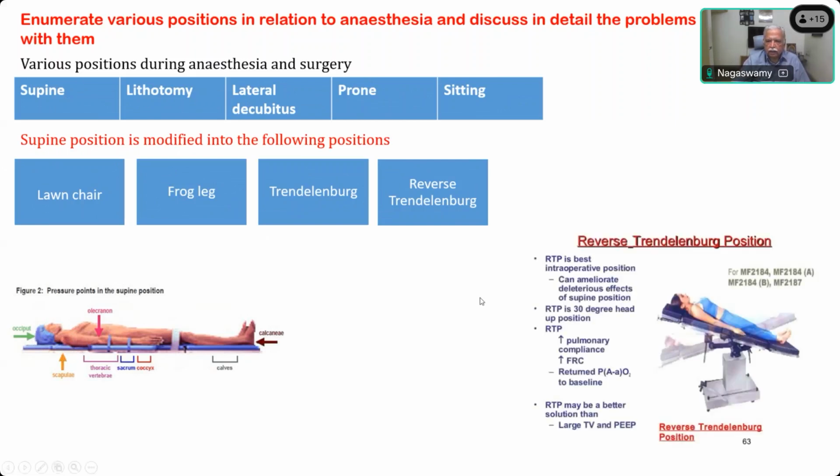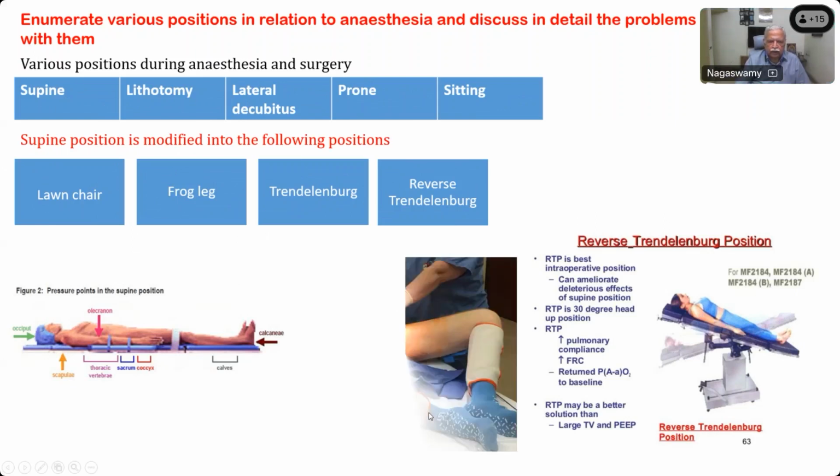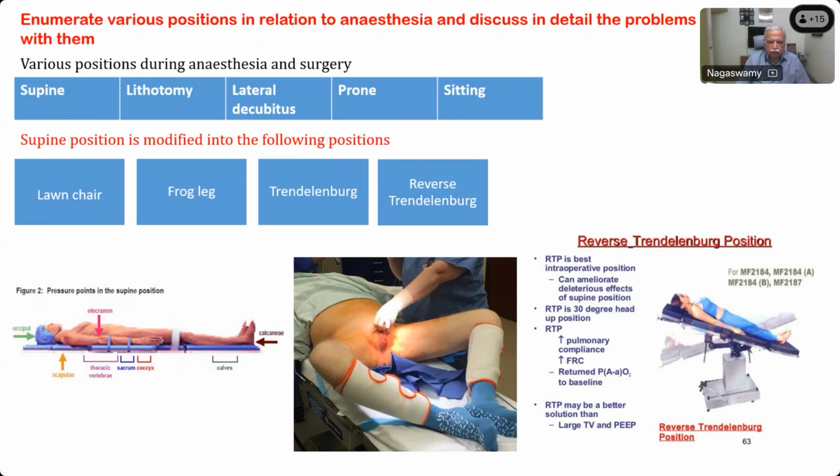And the Trendelenburg and reverse Trendelenburg are done like this. Trendelenburg is head steep, head down, and reverse is head up position. So these are the positions that you are aware of. And this is what is called the frog leg position. These are the 3 modifications for the supine position.